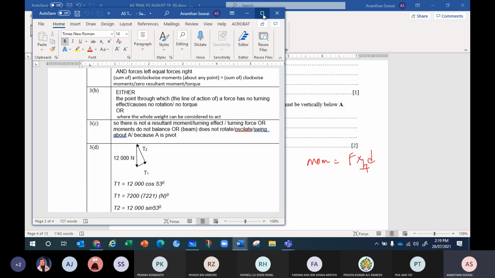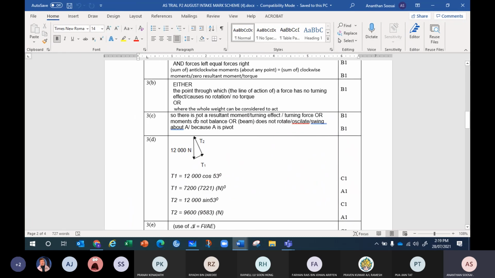So that's 1 mark, right? What are the marks given? There is no resultant moment, 1 mark. Moments do not balance, these are all 1 mark. Above the pivot, 1 mark. So there is no net moment. That's the reason.